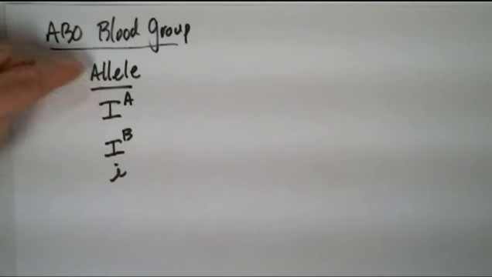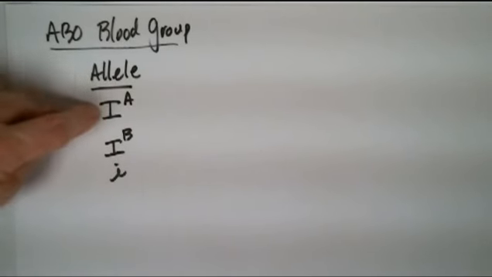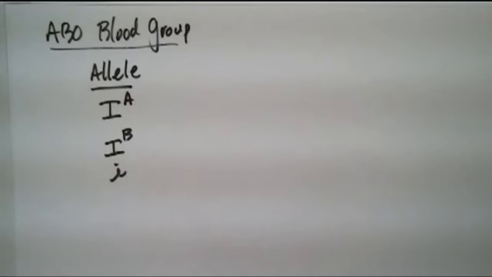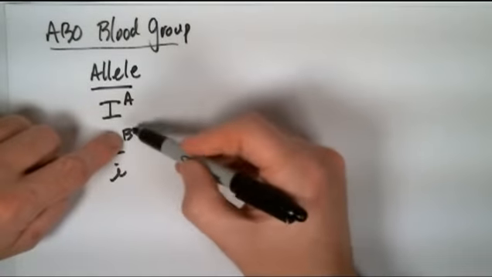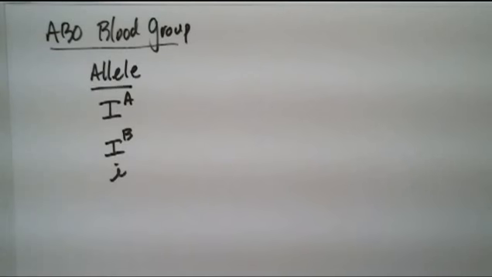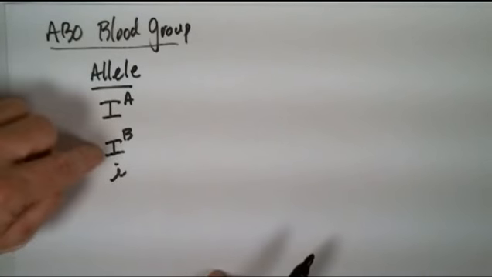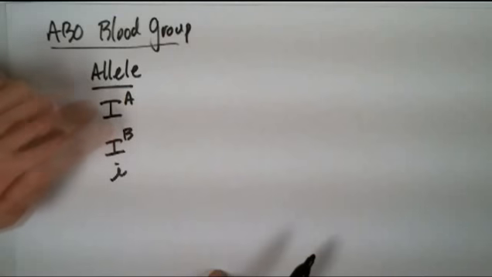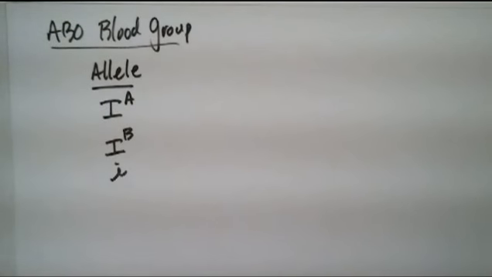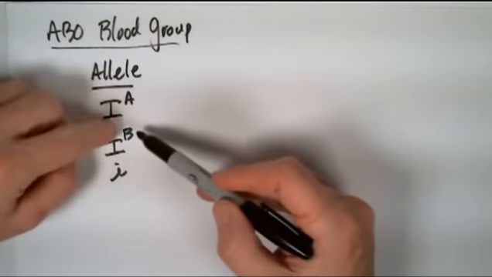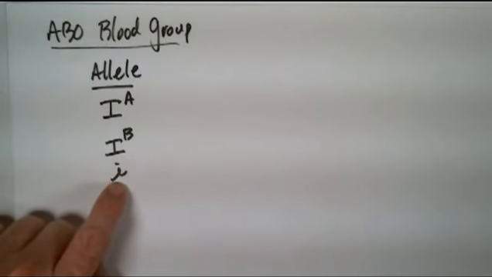This particular allele, IA, says express the A antigen. Express A. The B here says express B. They're both dominant alleles. And because we have three, we use these superscripts to help us see that we have these dominant alleles, and there are two of them here. And they are co-dominant to each other. But both of them are completely dominant to the lowercase i, the recessive.